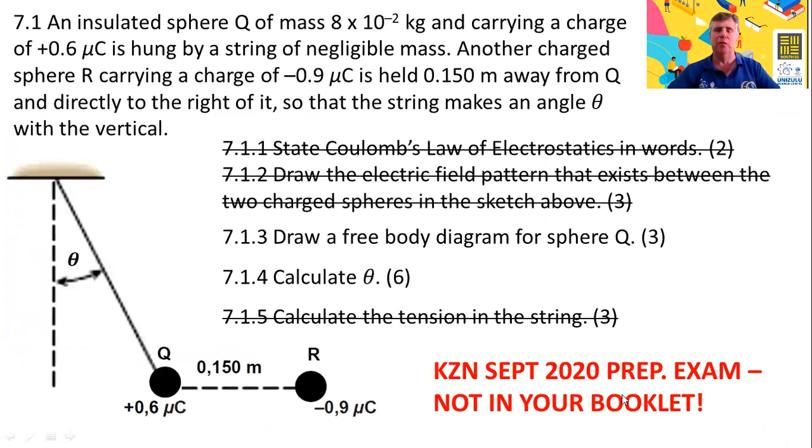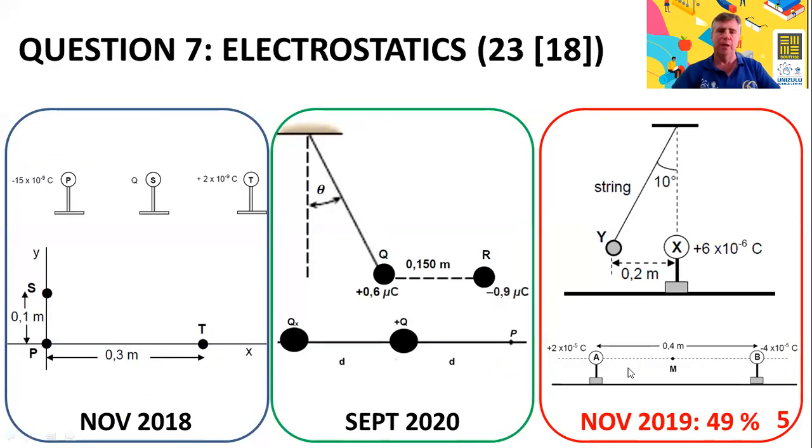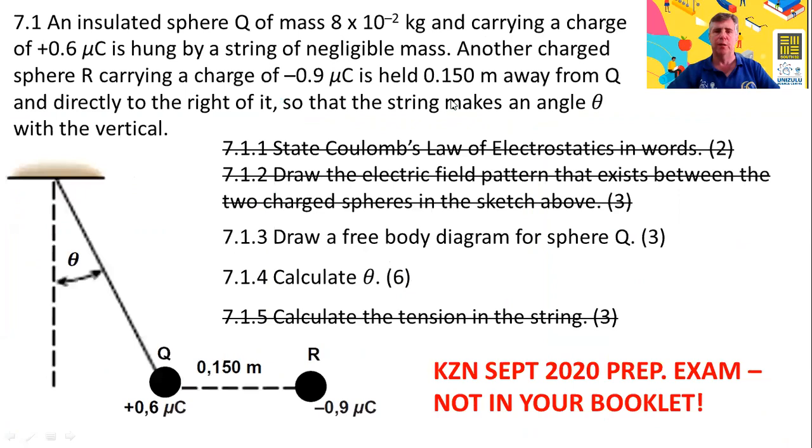Now, it's not in your booklet, as I said, so just concentrate on the screen and learn how to do it. As usual, this was in 2 parts. There was a Coulomb calculation, including free body diagrams and forces, and then an electric field calculation. So we're going to leave out 7.1.1 and 7.1.2, which are really just recall, and look from 7.1.3.